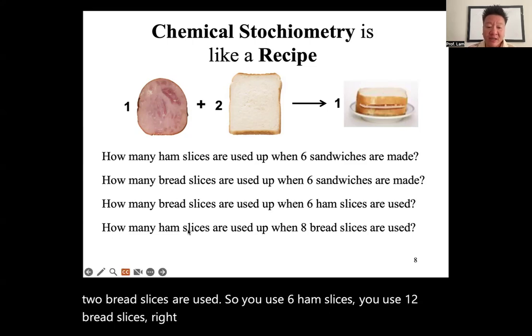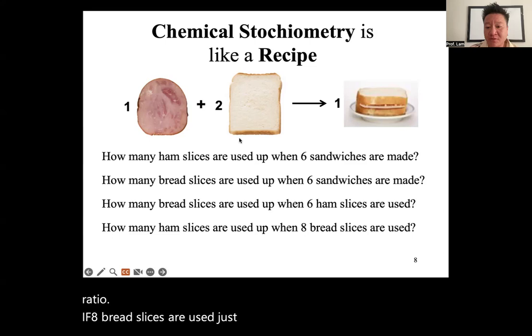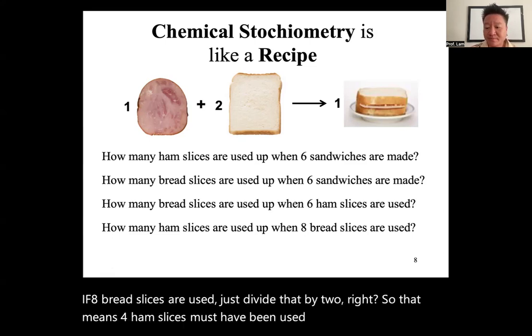Fourth question, how many ham slices are used up when 8 bread slices are used? Okay, again, we are doing a 1 to 2 ratio. If 8 bread slices are used, just divide that by 2, right? So that means 4 ham slices must have been used. Okay.